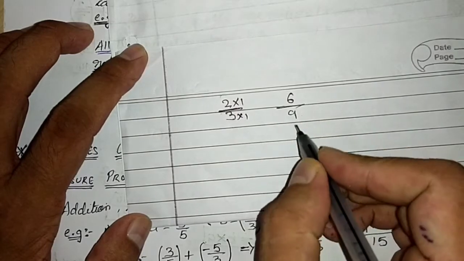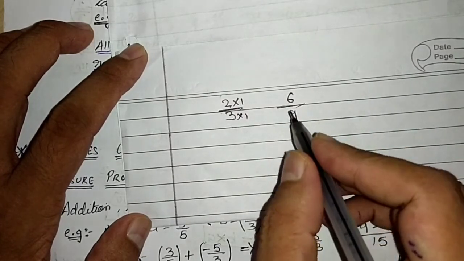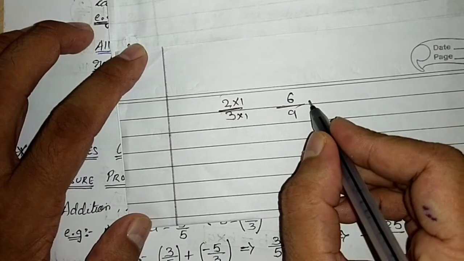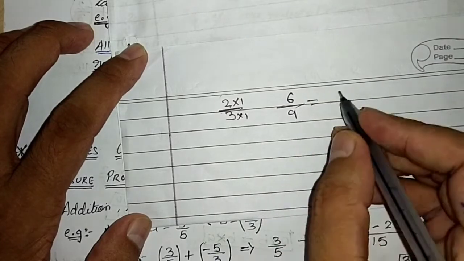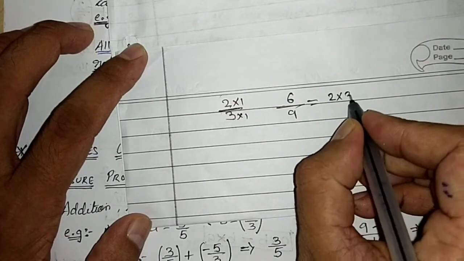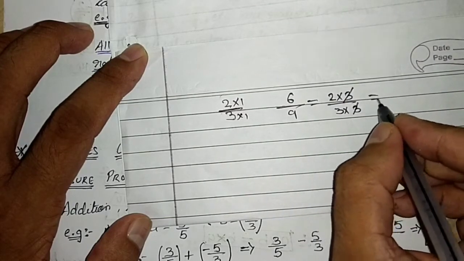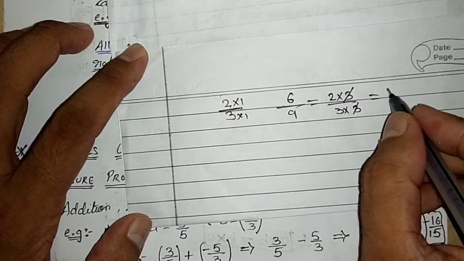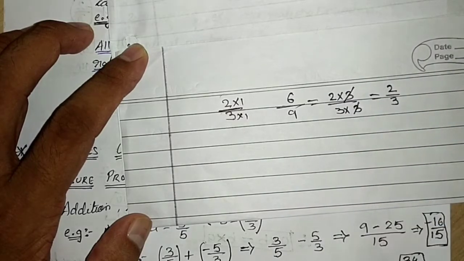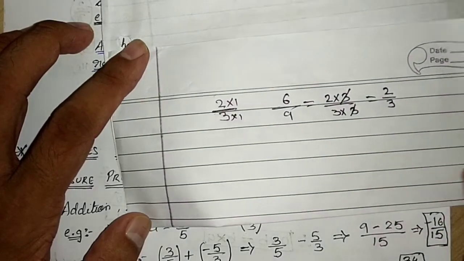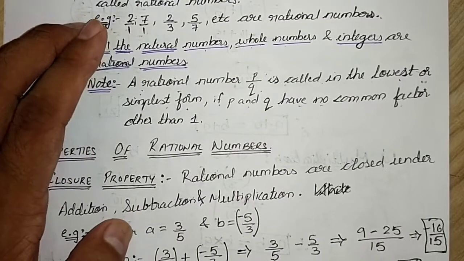6 divided by 9 is not in the lowest form. To make it in the lowest form, we can cancel out both of them. That is, I can write 2 threes and 3 threes. 3 will cancel out. So the lowest form of 6 divided by 9 is 2 by 3. Hope you have understood what I mean by the lowest form.